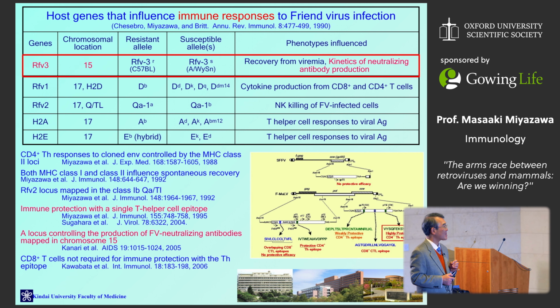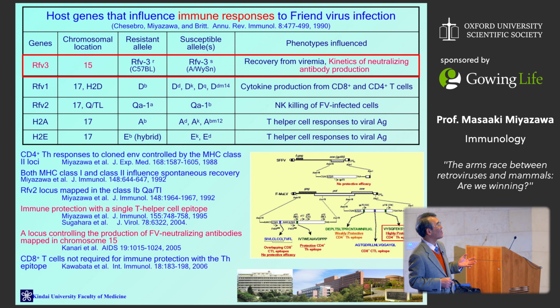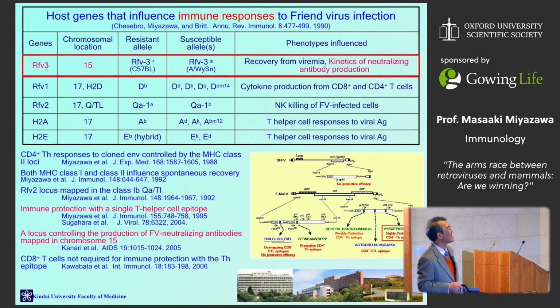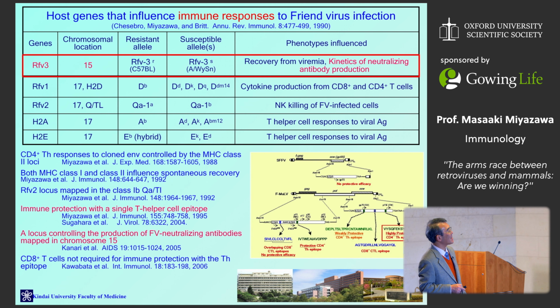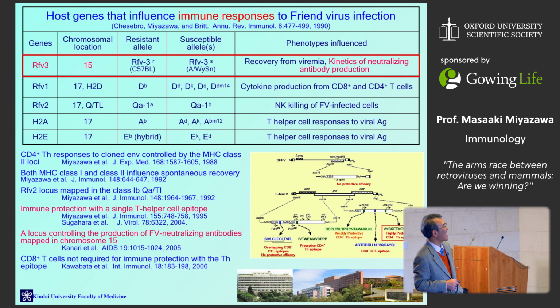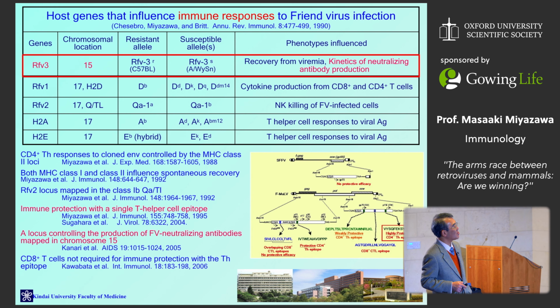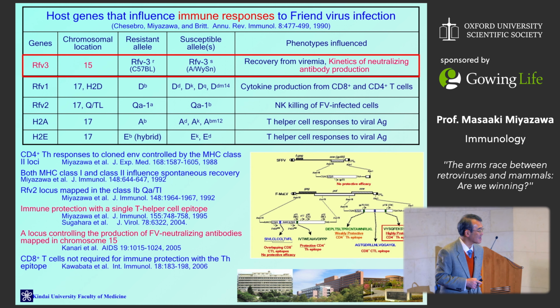CD4 T cells. So we have identified several different genes that control immune responses to friend virus infection in the B6 mice, and we mapped them into the different chromosomal segments, and many of them are, of course, located within MHC. In the case of mice, it's H2, and those genes are controlling, as I show here, T helper cell responses or NK cell responses or cytotoxic T cell responses.